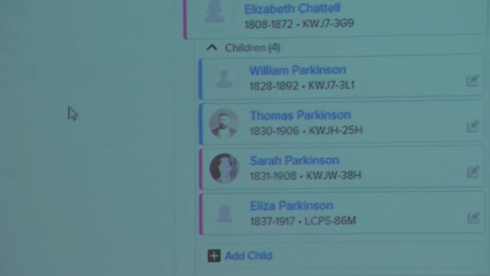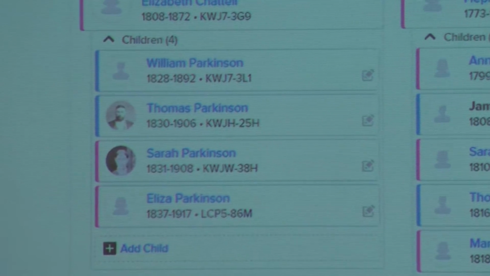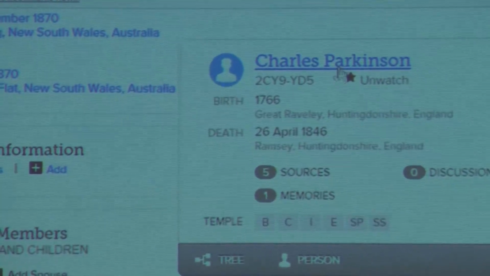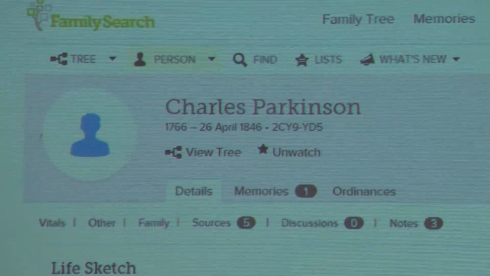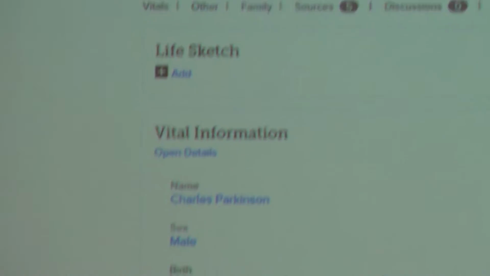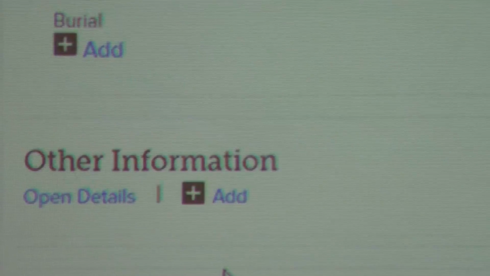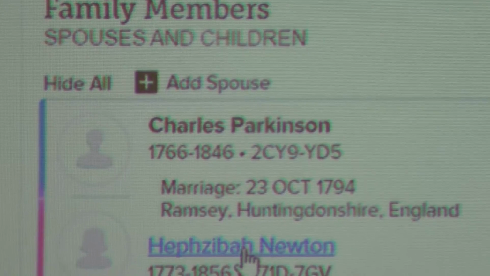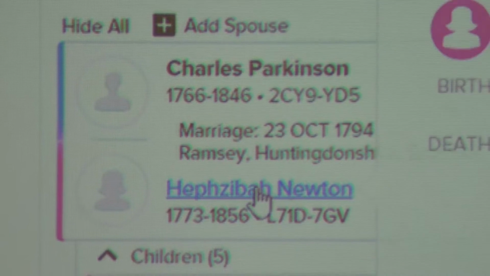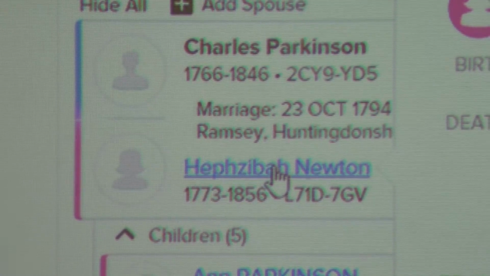So let's go back another generation and see what happens. We're going back to Charles Parkinson. And he is supposed to be born in Great Raveley, Huntingdonshire. And his death is in Ramsey. All these are starting to sound a little bit familiar. His wife's name is Hepzibah Newton, and she's from Ramsey, born and died there.